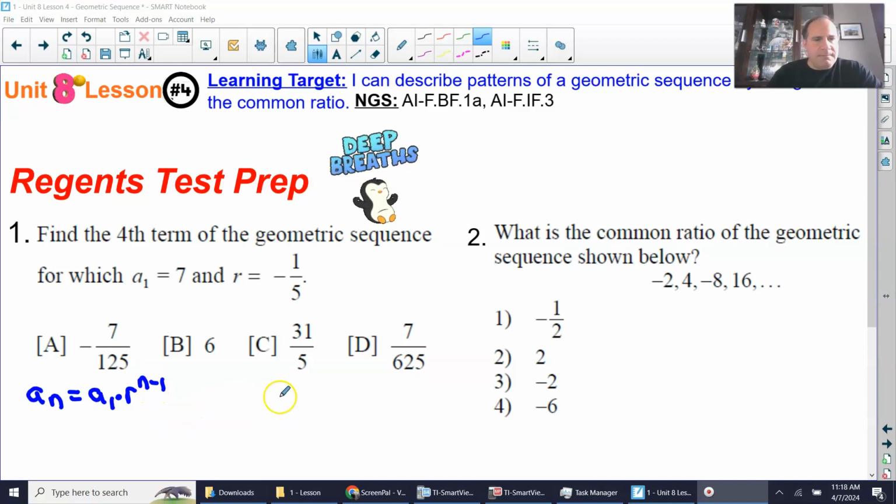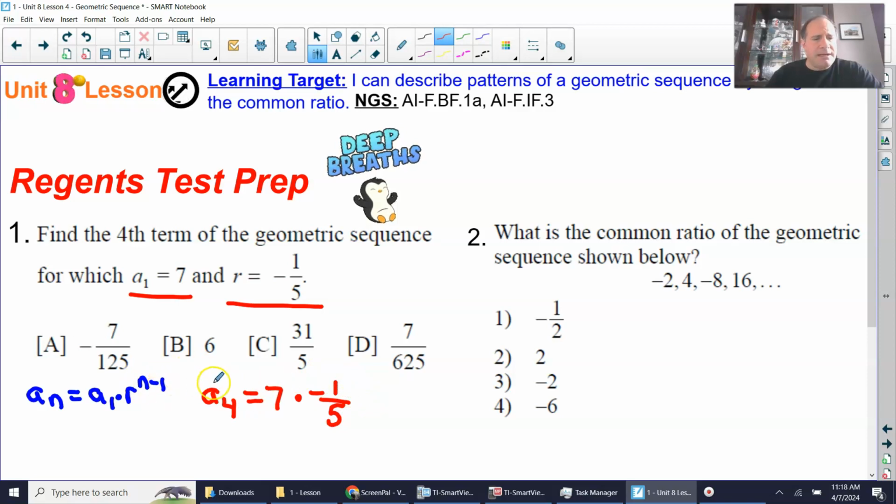So a sub n is the term that you're looking for. So I'm just going to put down a sub 4 is the term that I'm looking for, equals a sub 1. A sub 1 is 7. 7 times r, which is -1/5. And then n minus 1, which I'm going to put parentheses around this and parentheses around this because that's the way I kind of like to do it. It's n minus 1, so you're looking for the fourth term, minus 1.